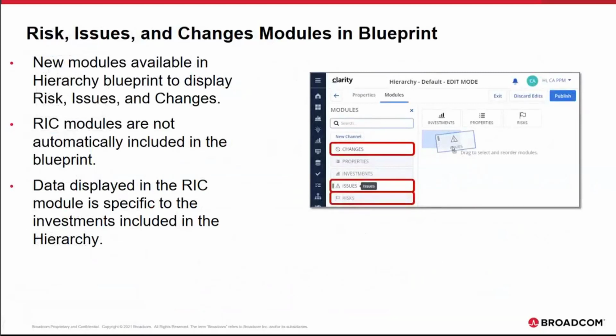We are now introducing the risk, issues, and changes modules in the blueprint for hierarchy. These modules are available just like in other objects, where you can include them by dragging and dropping them into the hierarchy blueprint. You can select just any individual module, risk, issues, or changes, or all of them. The data then displayed in the risk, issues, and changes modules is only for those investments that are included in the hierarchy.